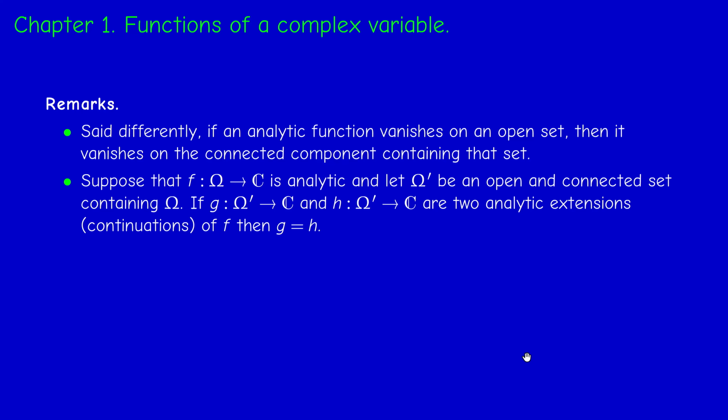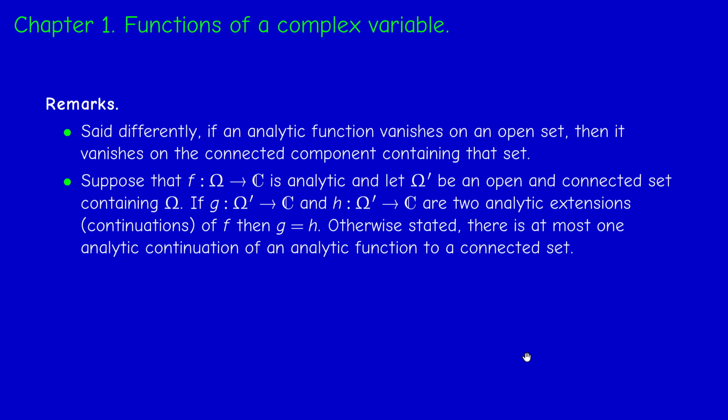So what does this mean? It means that an analytic function has at most one extension or one continuation. So it's a uniqueness result. Okay, so this is why we call it the principle of analytic continuation, because it reduces the number of continuations. Okay, it's at most one. Because an analytic function could be extended but need not be extendable. But if it is extendable, then the extension is unique.